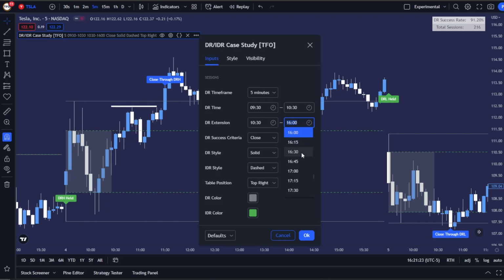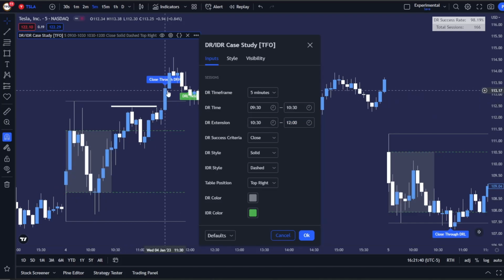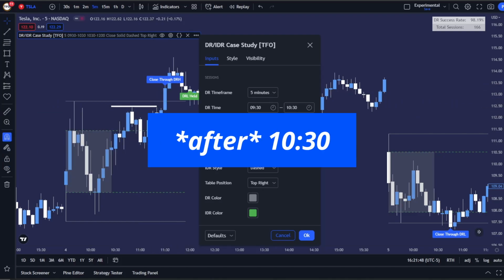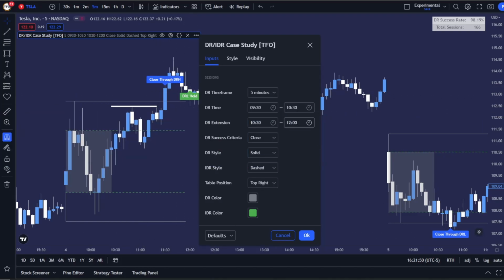So if you were to change this to something like 12 o'clock, then that would be checking if price closed above the DR high before 10:30, does the low of the day get broken before 12 o'clock? And obviously that would be likely improbable. So you can see this, the success rate of price staying above the low of the day if it breaks the DR high is 98%. And DR success criteria I kind of explained earlier. So you could set this to close so that if price wicks through this low but cannot close below, then that still counts as a successful DR session.